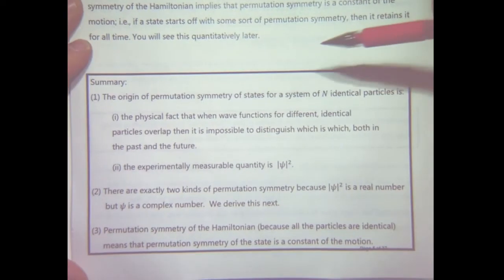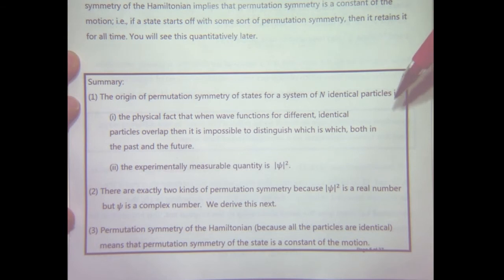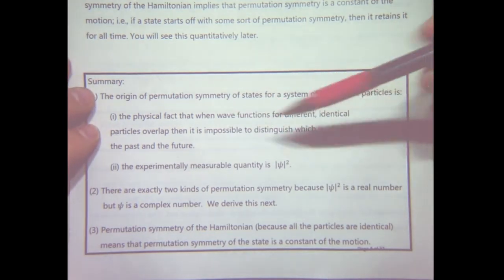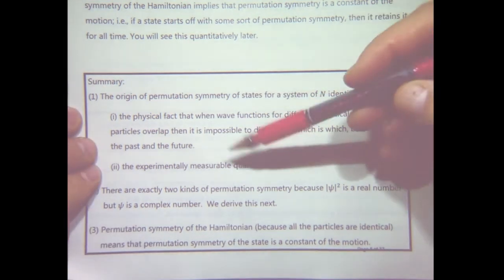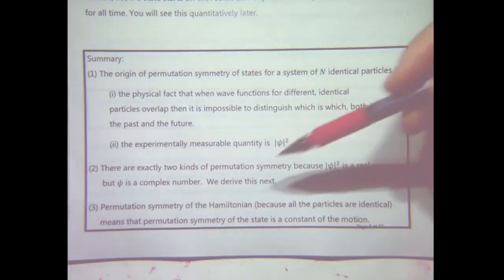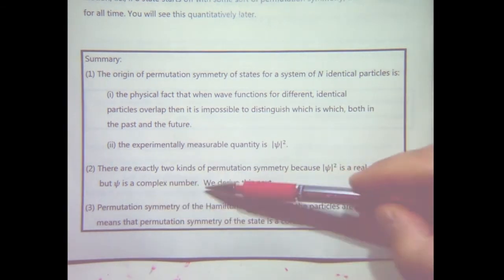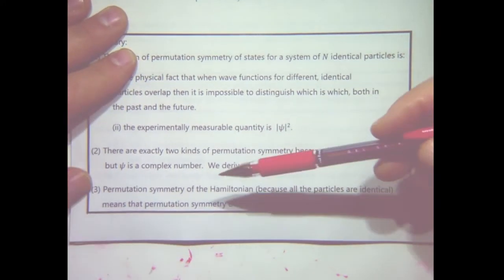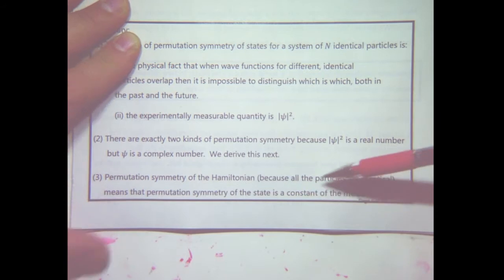Just as a summary of what I've just said, the origin of permutation symmetry of states for a system of n identical particles is the physical fact that when wave functions for different identical particles overlap, it is impossible to distinguish which is which, both in the past and the future. Secondly, the experimentally measurable quantity is the modulus of psi squared. There are exactly two kinds of permutation symmetry, because the modulus of psi squared is a real number, but psi is a complex number. This is something we'll show in a minute. And the third thing is the permutation symmetry of the Hamiltonian means that the permutation symmetry of the state is a constant of the motion.